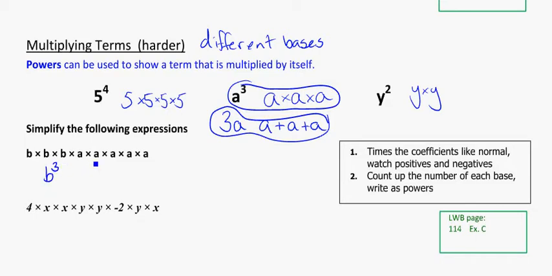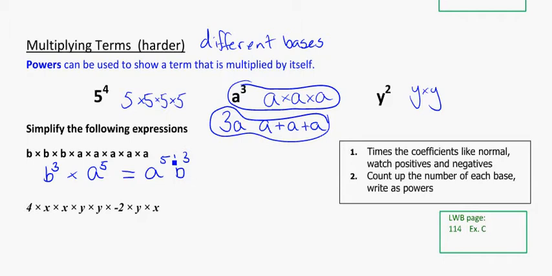Now we want to shortcut those a's. So how many a's are there? There's 1, 2, 3, 4, 5 of them. So we could say that that is a to the power of 5. Those bits are still times together. And to write our final answer, we'll do it in alphabetical order. And we're going to say a to the power of 5, b to the power of 3.